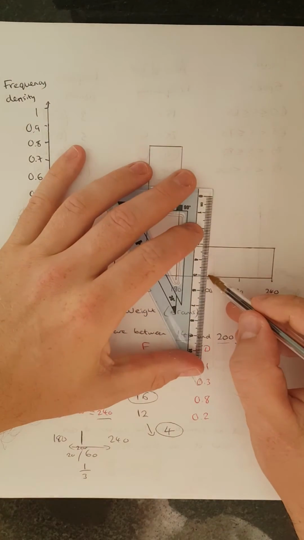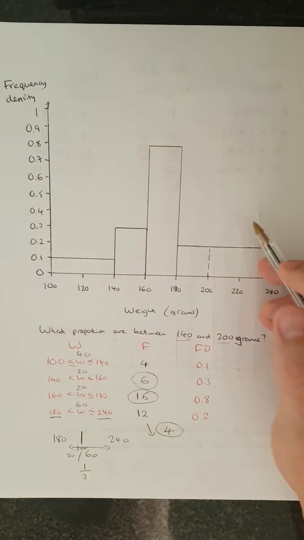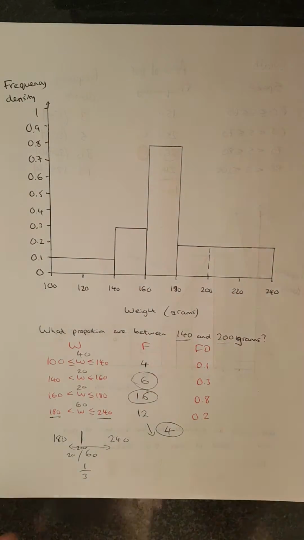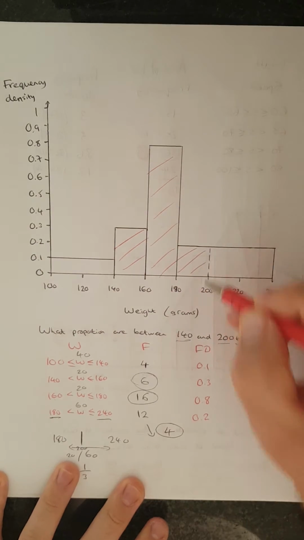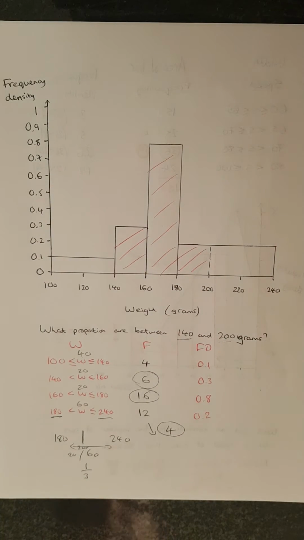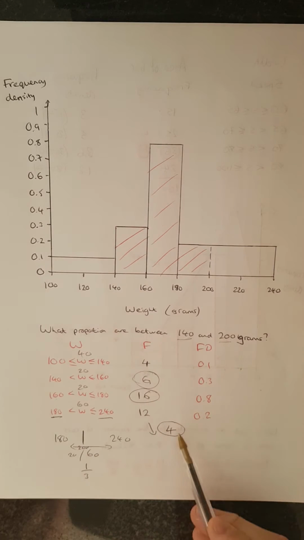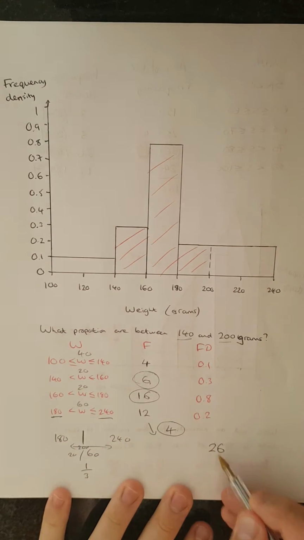You can visualise it quite easily when I draw this on. So the section we want is here. So that's 22 add 4 is 26.